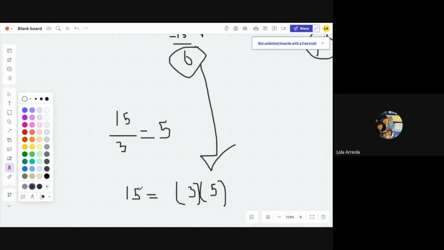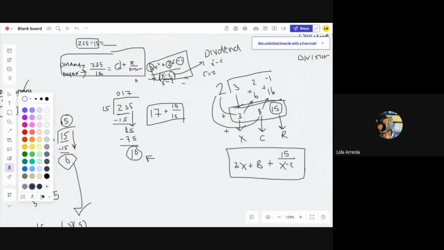That means that 5 and 3 are both factors of 15. Again, when I divide two values and I get a value with no remainder, that means that the value I've just found is a perfect factor, or just a factor of the initial dividend.